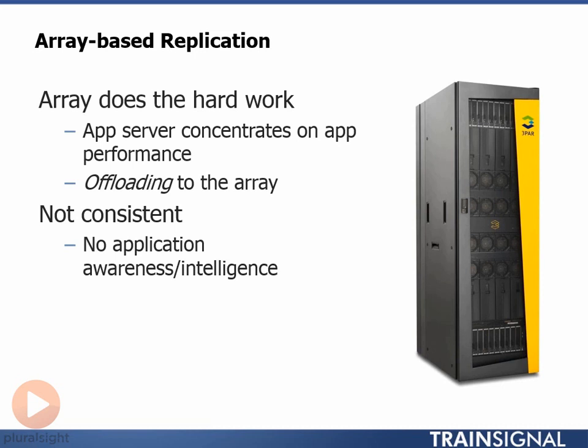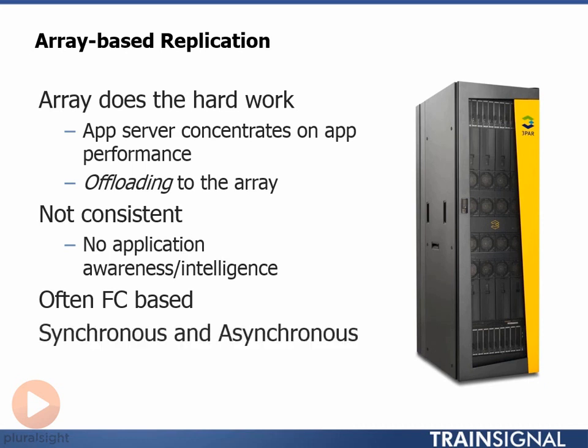Array-based replication often requires a Fibre Channel replication network, but not always. However, they do tend to offer a really comprehensive list of replication options, including both synchronous and asynchronous options, as well as the more complex site redundancy options, such as the 3-site option we highlighted on the previous slide. Finally, array-based replication can sometimes be expensive, depending on your array vendor and your platform.